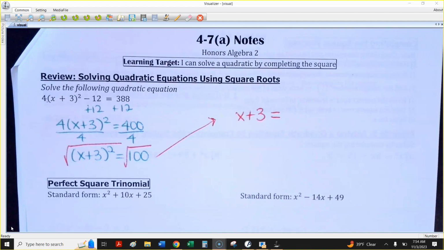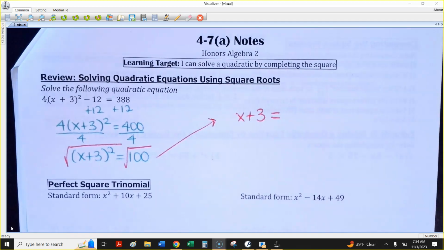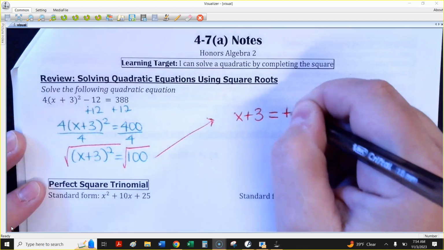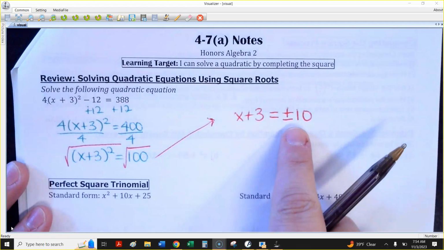So this side would be x plus 3. What would this side become? Grady, what do you think? Yes, please don't forget that. If you introduce a square root into the problem, which we did here, there was no square root when I started this, right? If you introduce that, you have to put that plus and minus symbol, because there's actually 2 possible answers that are going to work there. This would be 10 or negative 10.